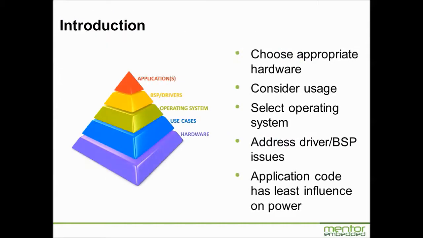This is an illustration which I think is quite helpful. We call this the power pyramid. And this really shows the relative importance of different aspects of a system to its power behavior. The most important thing is choosing the right hardware. Even though I'm a software engineer, I have to admit hardware has an important place in the design, and ultimately the hardware will define the power.